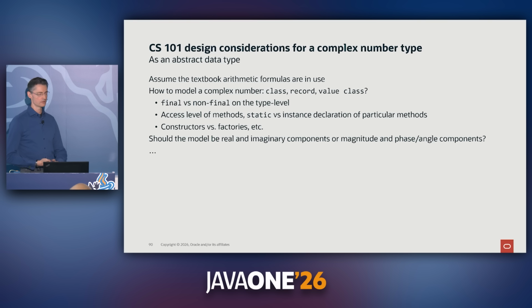So again, if you're looking at a CS 101 kind of guided discussion about how to think about complex, there's a good example of this in Josh Bloch's Effective Java book. Well, how do you want to model the complex number? Is it a class? Or now, more recently, is it a record? Or after Valhalla, is it a value class? How do you declare it? Which methods are final versus non-final? Access levels, what methods are static versus instance methods, and so forth. Another basic modeling consideration: do you use real and imaginary components for the complex, or do you have a magnitude and a phase angle? Both can be helpful in different circumstances.